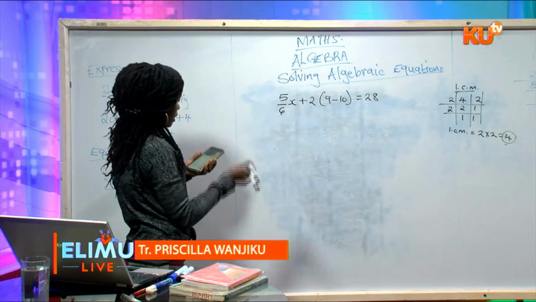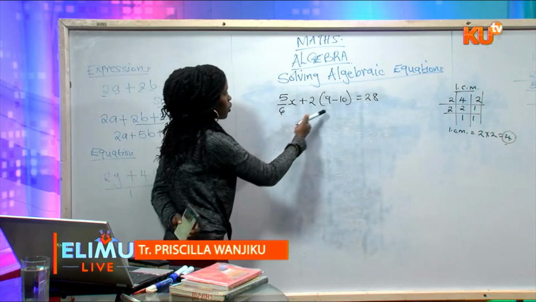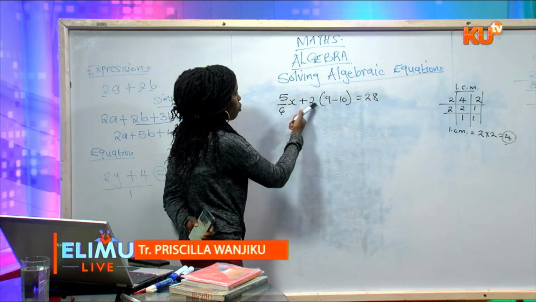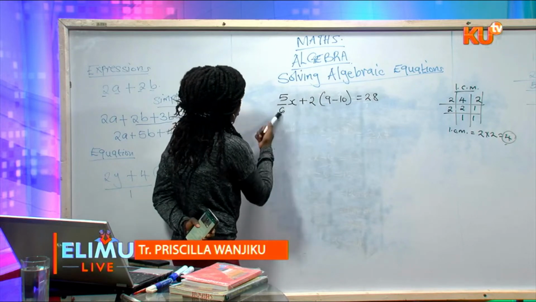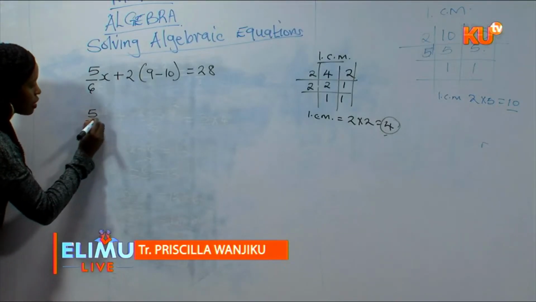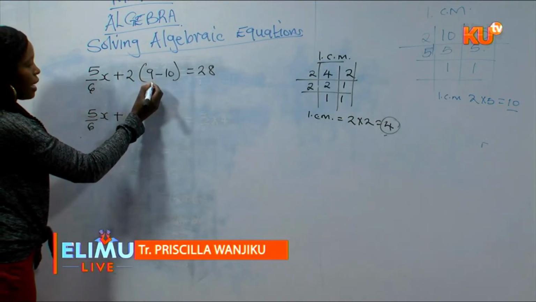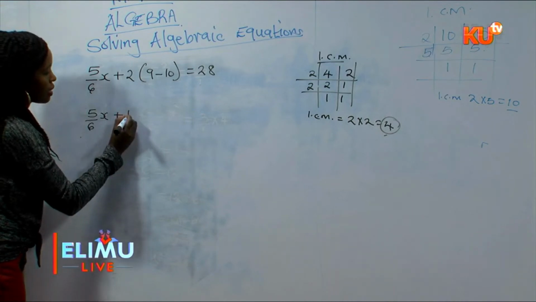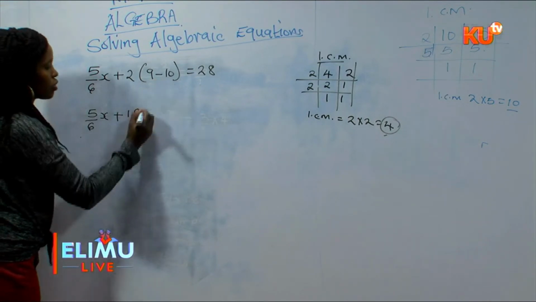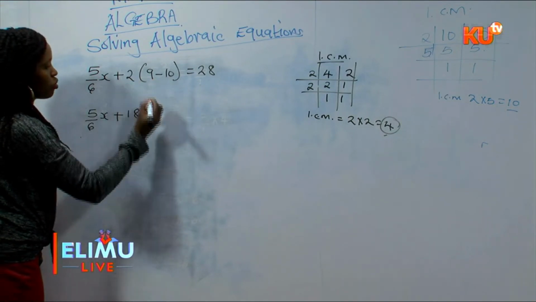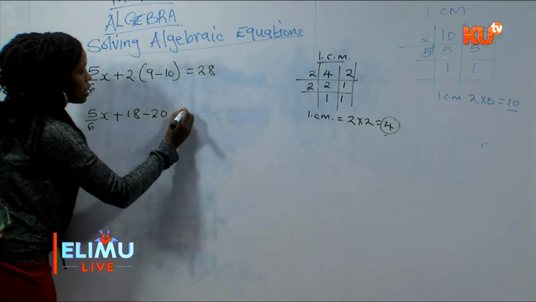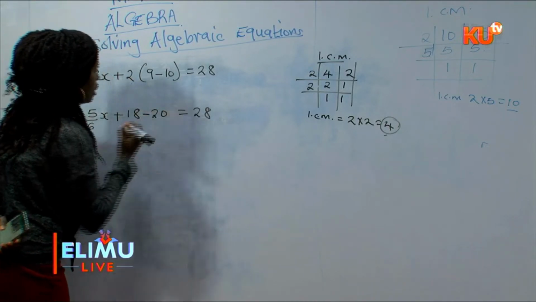So we are going to do it just like the way we have done the others. So here we have a bracket. So we need to open it up first. So this fraction, we copy it down just the way it is. X plus 9 times 2, we are going to get 18. This sign is going to remain. Then 10 times 2, we get 20, is equal to 28.